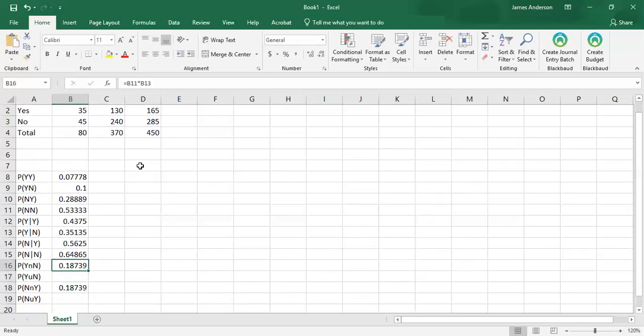Oh, those are the same ones. I am sorry. So that should be equal to the probability of yes and the probability of no given yes. And this should be the probability of no and yes given no.